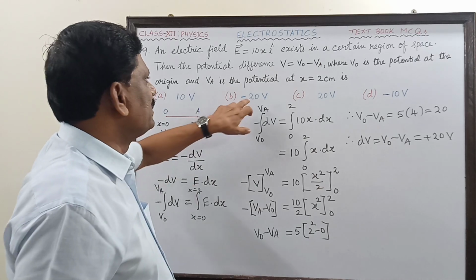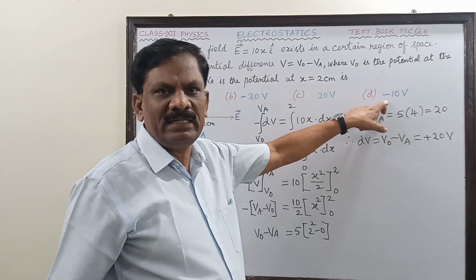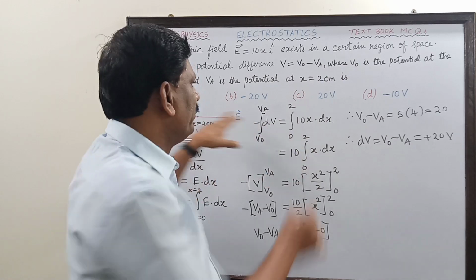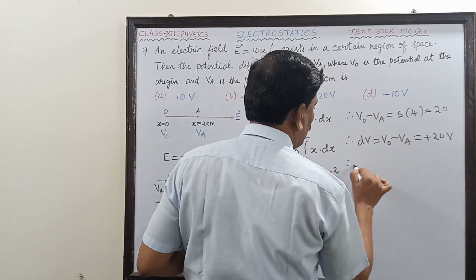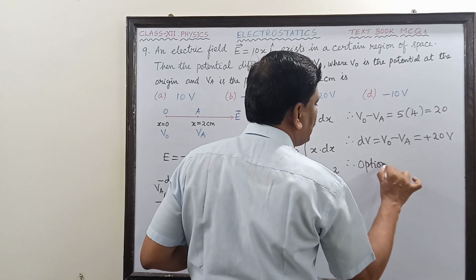So which of these options? See, the negative value I told you about. In the elimination method, you have to eliminate only from the positive ones. We have found that the option is C. Therefore, option C is the correct answer.